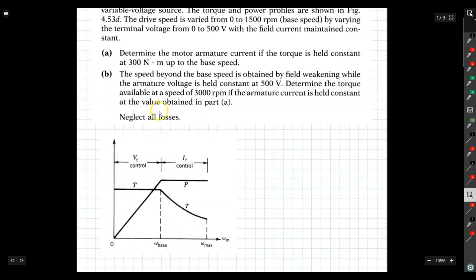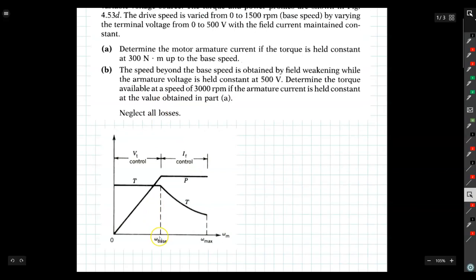So in this case, the base speed is 1500 RPM and the voltage at the maximum power here is 500 volts. Part A of the question asks us to find the motor armature current IA if the torque is held constant at 300 Newton meter. So the torque here is going to be held constant at 300 Newton meter.